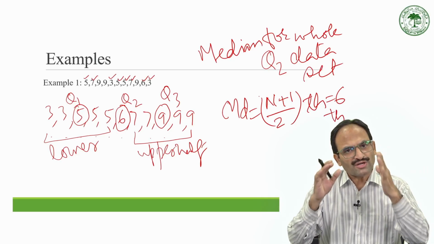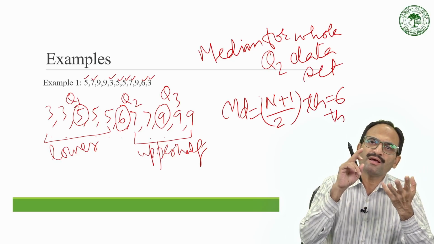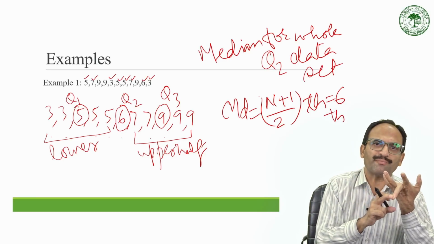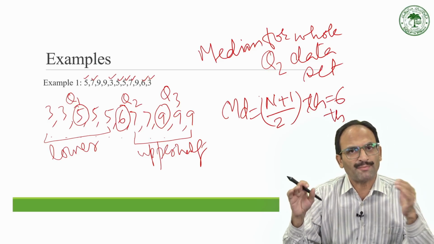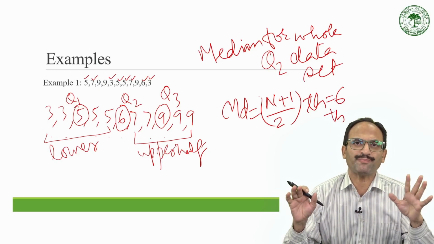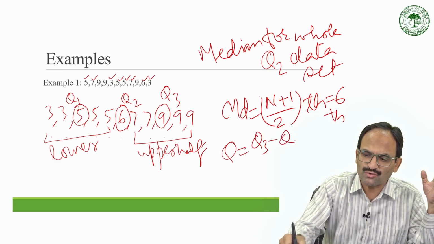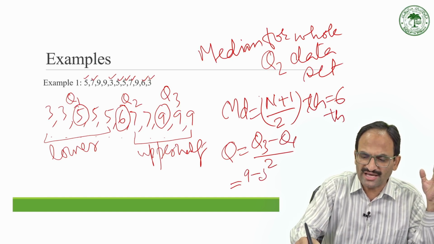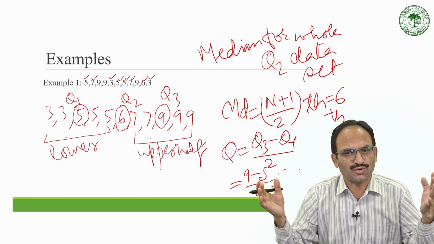So, what have you done till now? First, you arranged the data in ascending order. Then you calculated the median of the whole data set. Then you calculated the median of the lower part of the data, and the median of the upper part of the data. Now, in the last step, you write the formula Q equals (Q3 minus Q1) upon 2. Q3 you calculated as 9, Q1 as 5. So 9 minus 5 upon 2, that is 4 upon 2, that is finally 2.